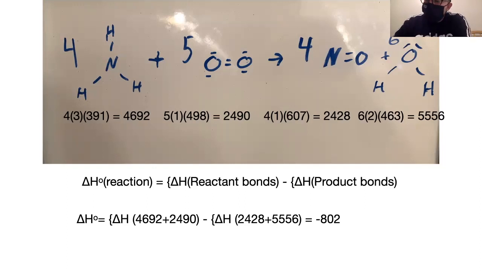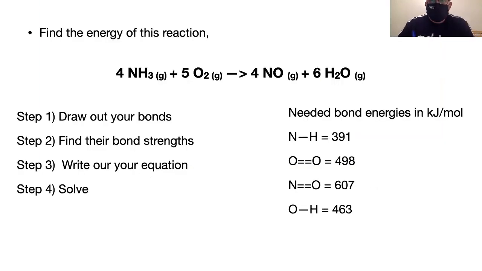NH3. So there are 4 NH3s. And we see that there are 3 single bonds around for each of these molecules. These bonds go from hydrogen to nitrogen. And we can just very easily look up on the last slide that bond is 391 kilojoules per mole.